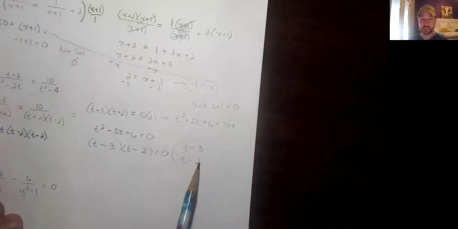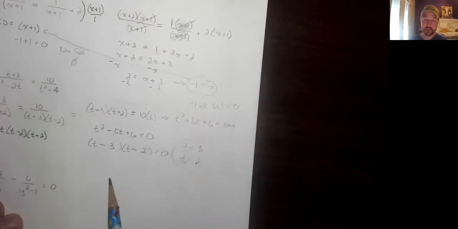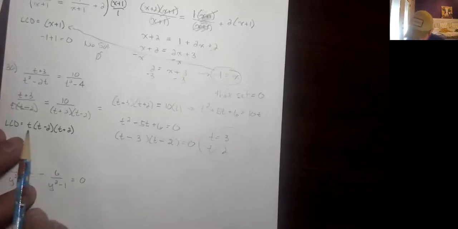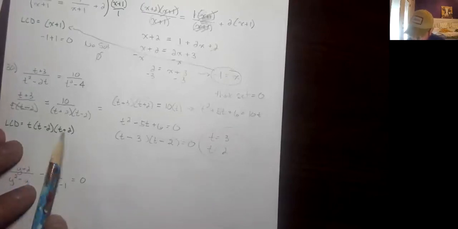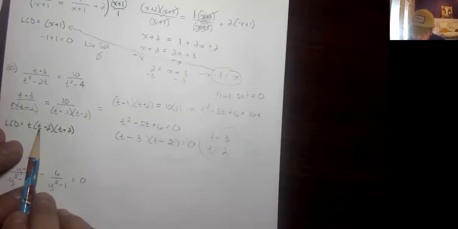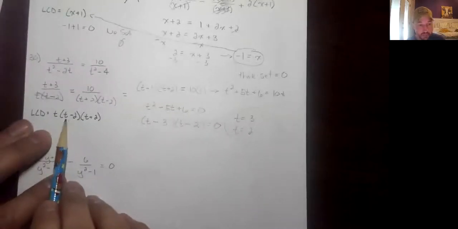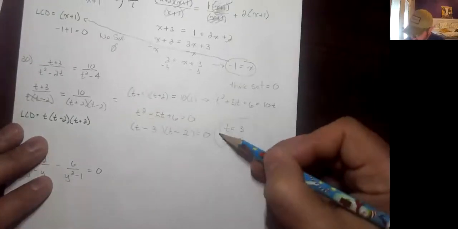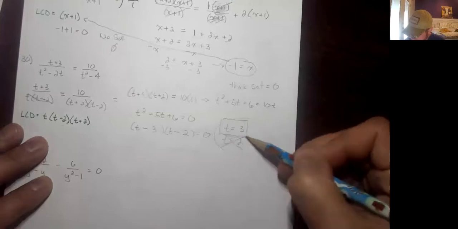Those aren't both for sure absolute results. We have to plug them back in and check. We have to test. Well, I already know my 3 is safe. There is no 3. But my 2, if I plug a 2 in right here, I would have 2 minus 2 is 0. Everything would be 0. My 2 does not work. So my only solution is t equals 3.